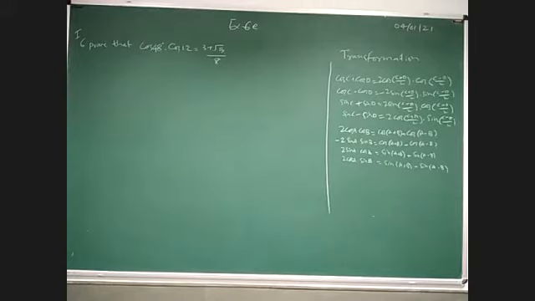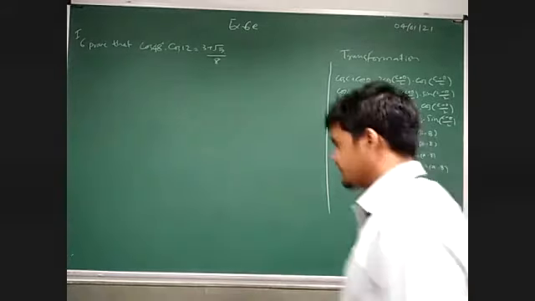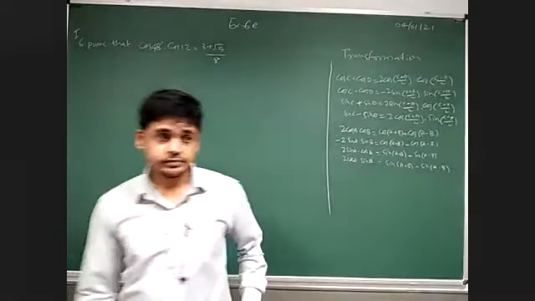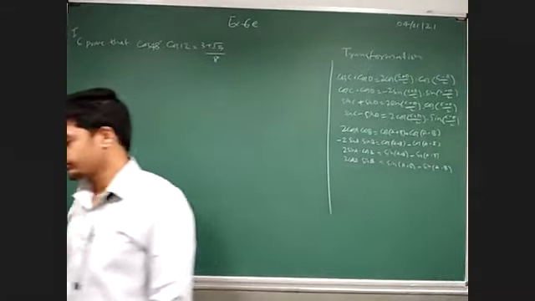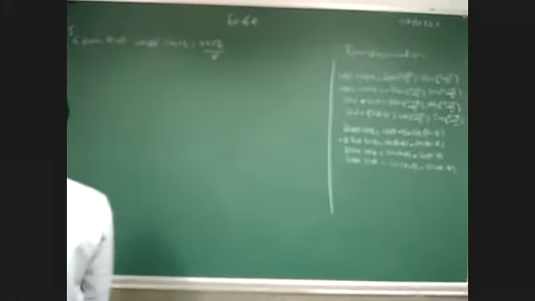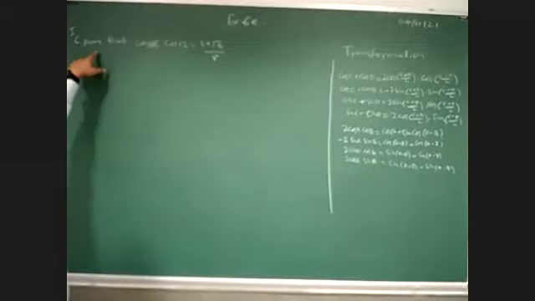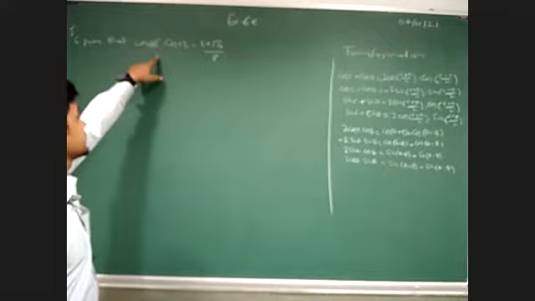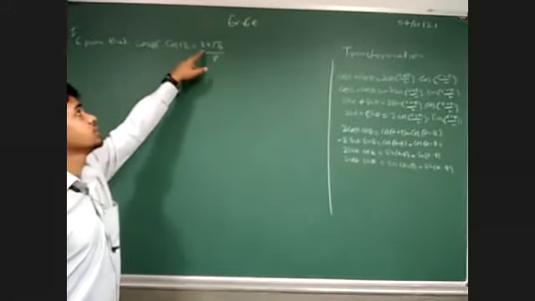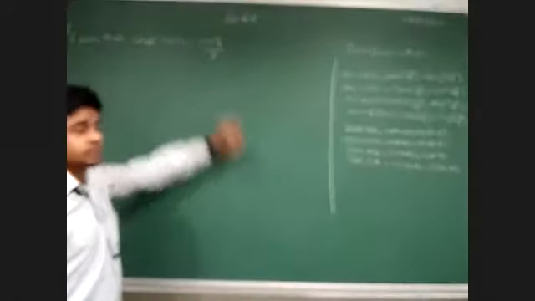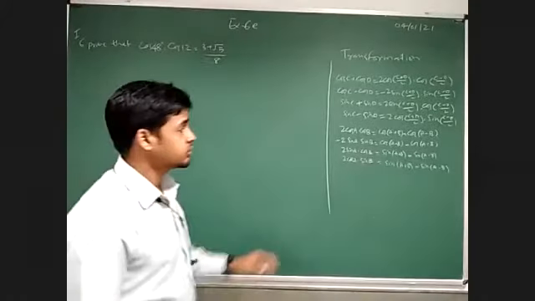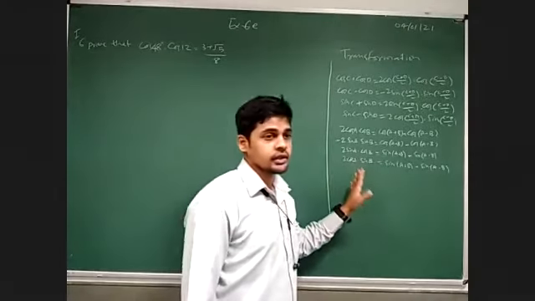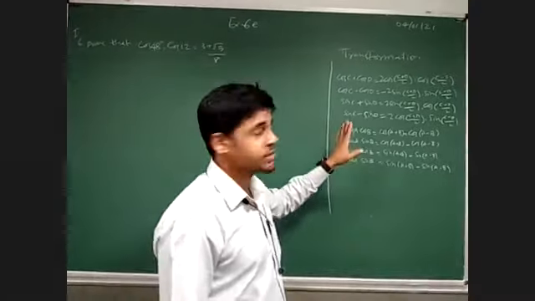So in the last class we have done till question number 5. Now in this class we are going to start from question number 6. So question number 6 is prove that cos 48 into cos 12 is equal to (3 plus root 5) by 8. Before that I am going to tell you, in last class we have learned a total of 8 transformation formulas.